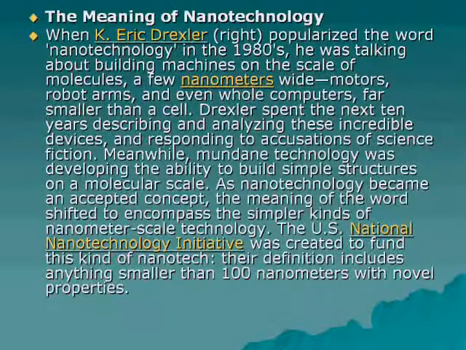Eric Drexler in the 1980s for the first time highlighted the term nanotechnology. Then about 10 years later, the US National Nanotechnology Initiative was created to fund this technology. Its definition includes everything below 100 nanometers.